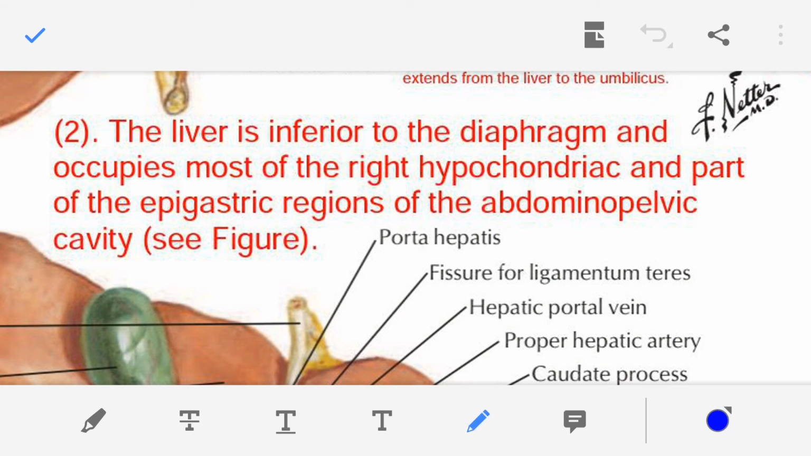Then the liver is present in the epigastric region of the abdominopelvic cavity. Epigastric means it is located superior to the stomach. That is the meaning of this. So here in this point, the location of the liver, where it is situated in our body.